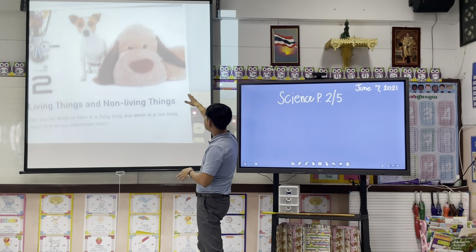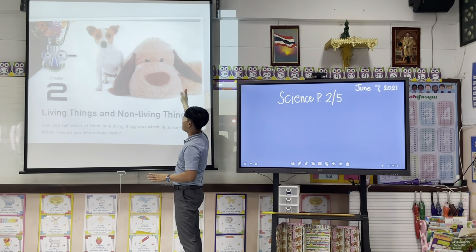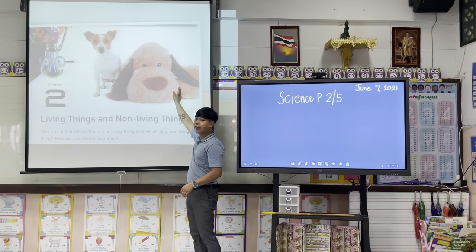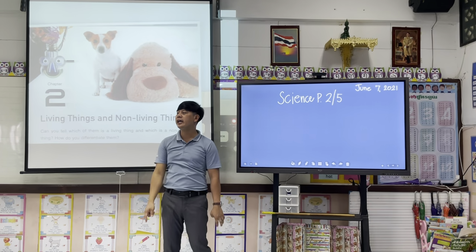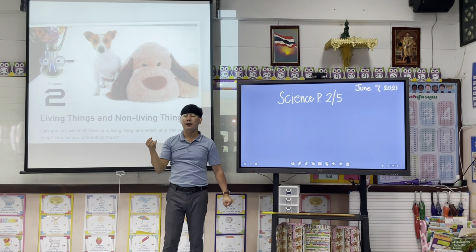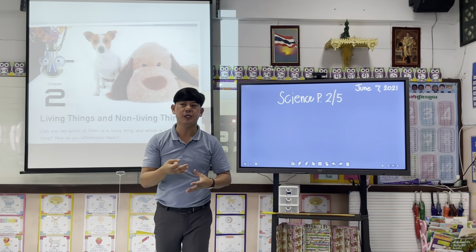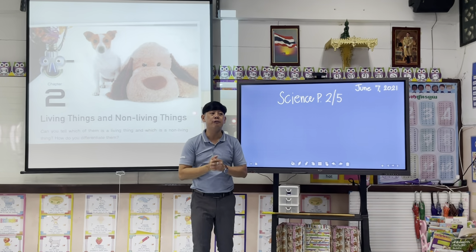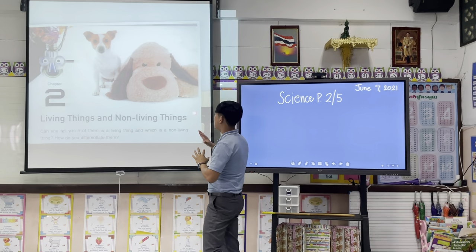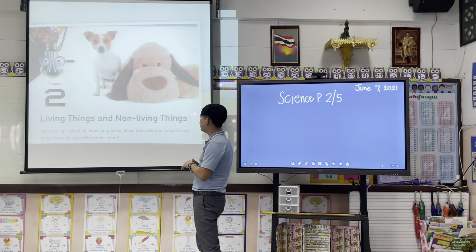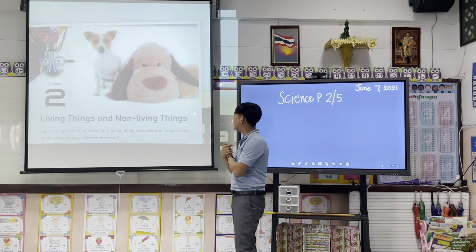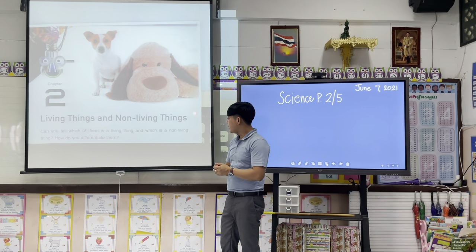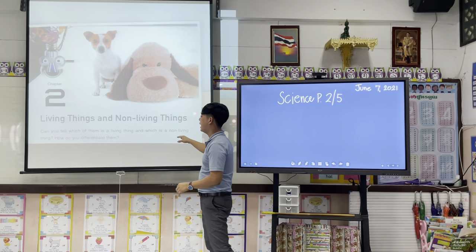Look at the pictures. A dog and a toy. Which do you think is the living thing? This is a toy dog or a dog? Very good. A dog is a living thing because it moves. It can breathe. It can reproduce. And it excretes. While this non-living thing doesn't move, it doesn't reproduce. Can you tell which of them is living and which is non-living? How do you differentiate? Okay, next picture, please.